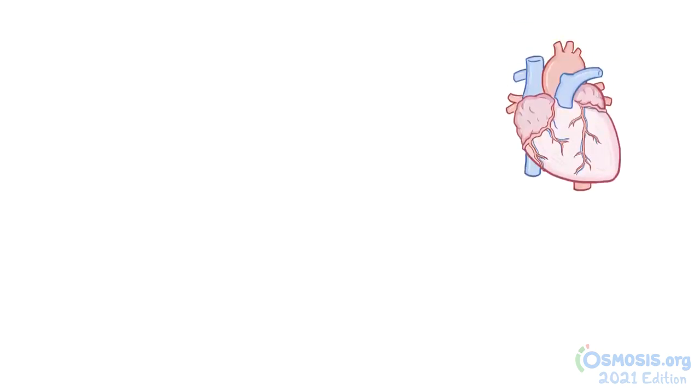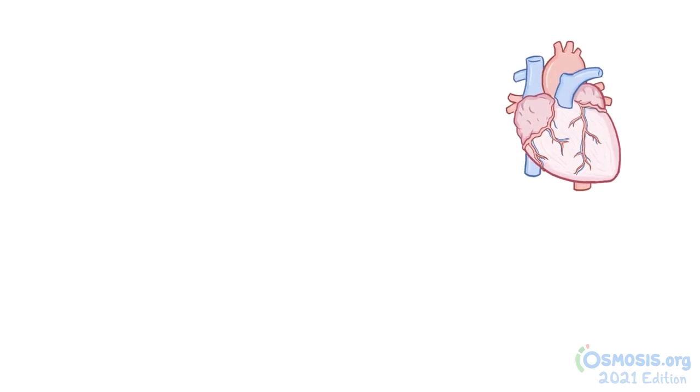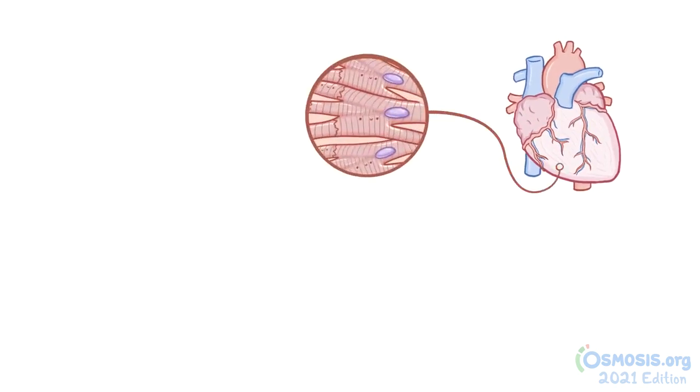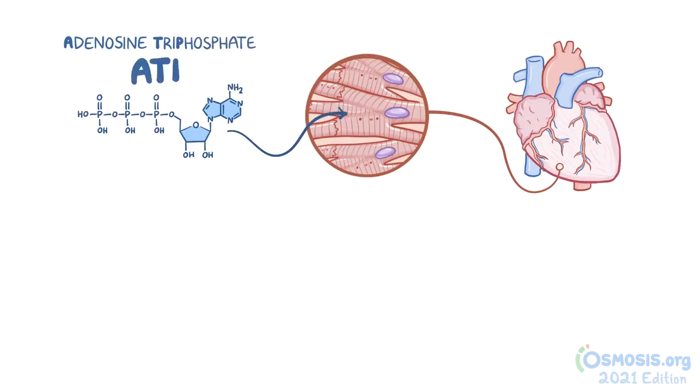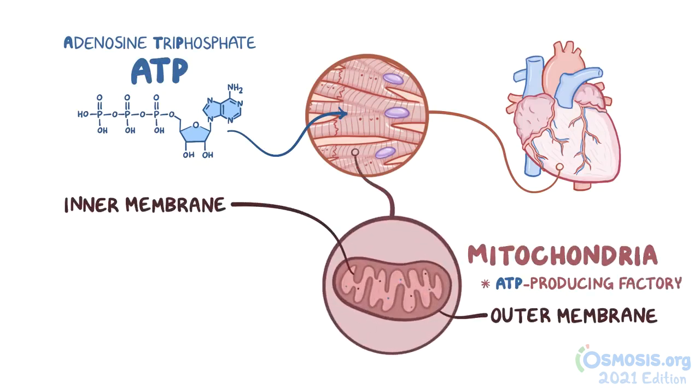Your heart is constantly working. Whether you're swimming or taking a nap, your heart is always on the go. The main form of energy that keeps our heart cells, and really all of our body's cells, going is adenosine triphosphate, or ATP. In most cells, the main ATP producing factories are the mitochondria, which have an inner and an outer membrane. And it's along the inner membrane where a process called oxidative phosphorylation happens.